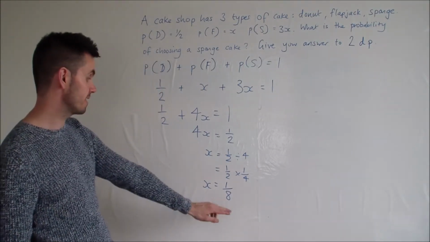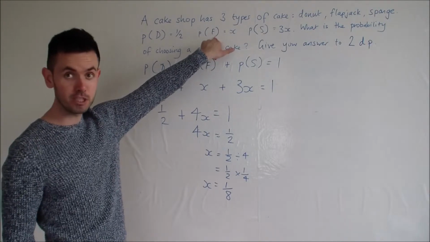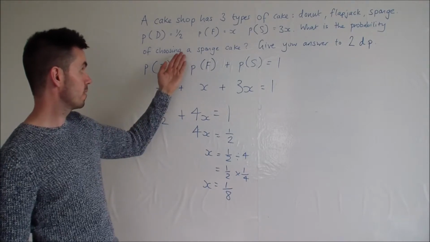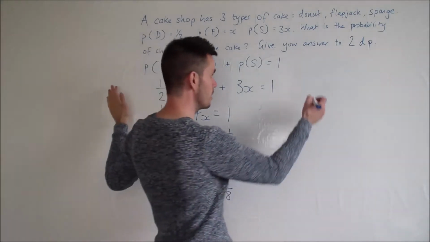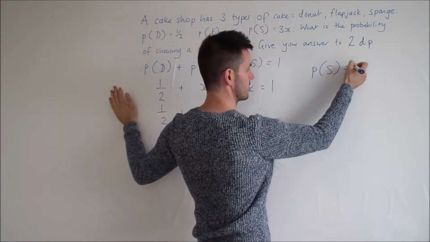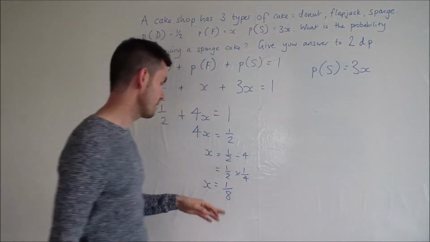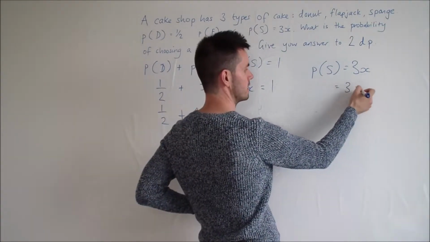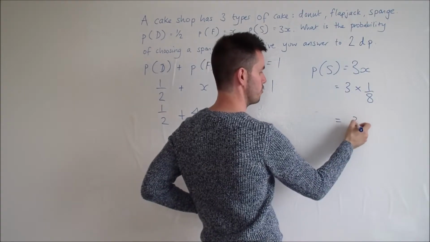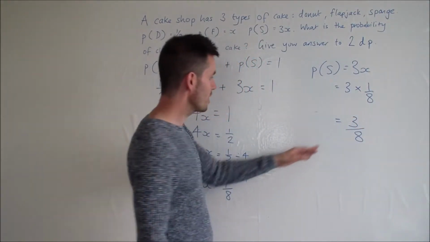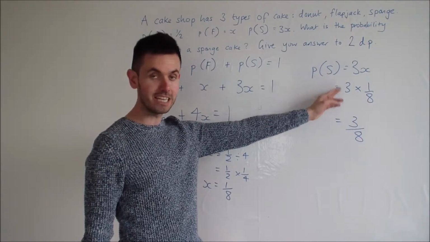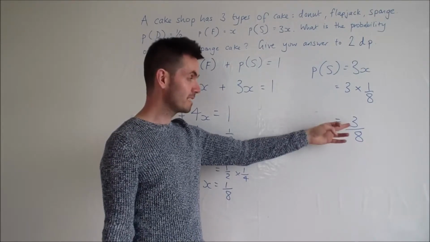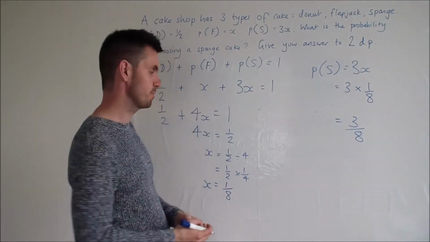Now that's not our final answer, that is the probability of choosing a flapjack, because x is the value of that, 1 over 8. And we want to find the probability of choosing a sponge cake, which we know from the question is 3x. So it's 3 times the value of x. So if we plug that value into the formula here, we have 3 times 1/8, which is equal to 3 eighths. So that is the probability of choosing a sponge cake. And what it means is that every 8 times you go into this shop and choose a cake at random, you'll get a sponge cake probably 3 times.